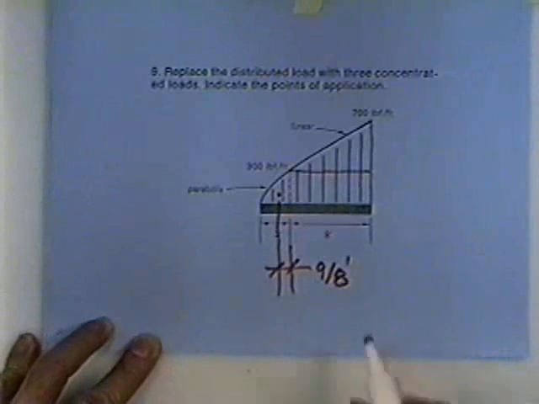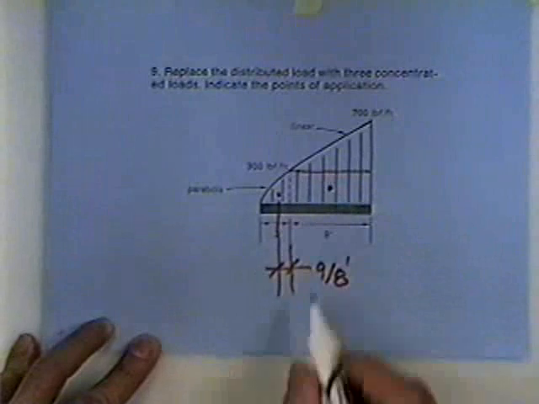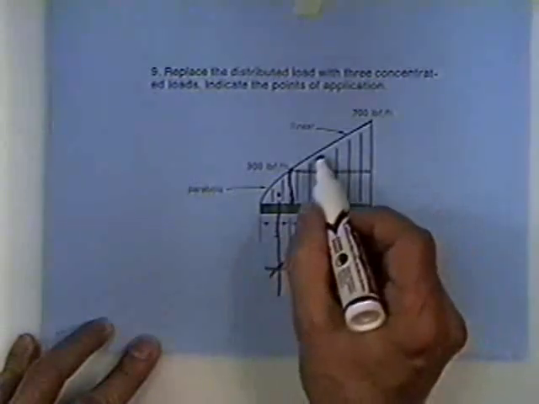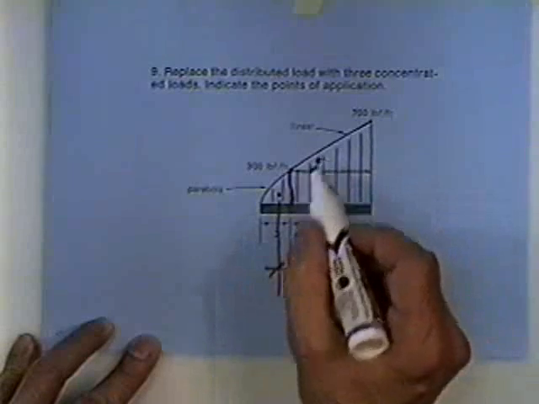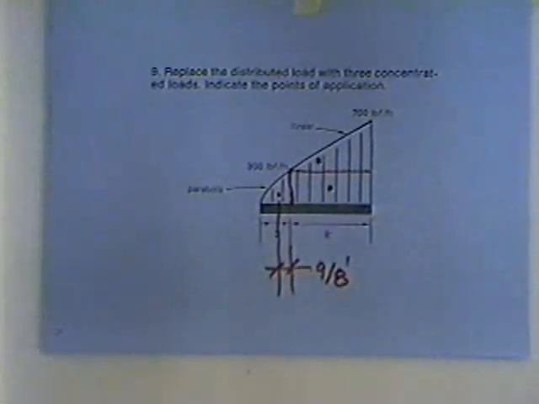And then, of course, the others are very simple. This one is in the middle because it's a rectangle. And the triangle, you'd be surprised how many of my students put the centroid at the third point. What do you think about that, Chris? Is that right? Third of the base.